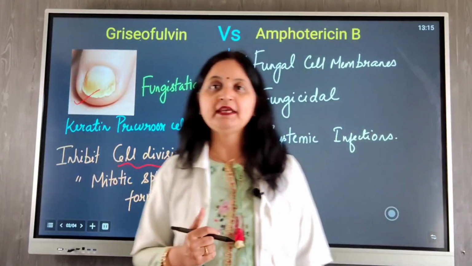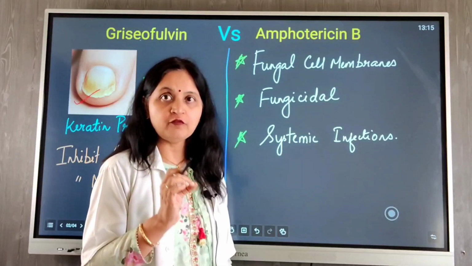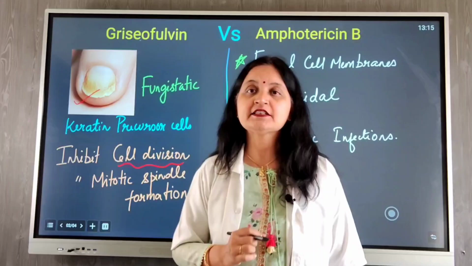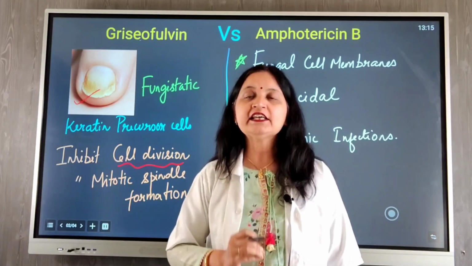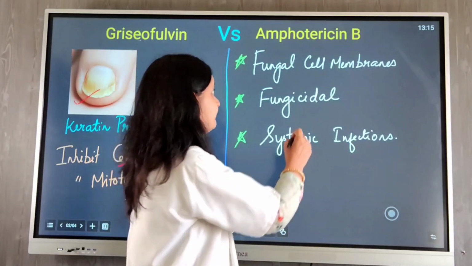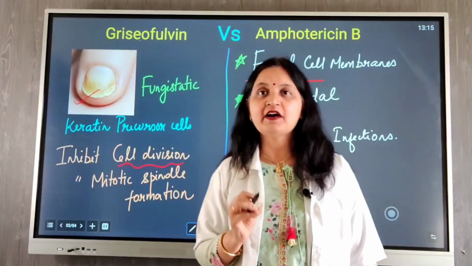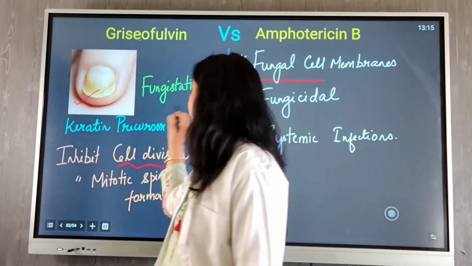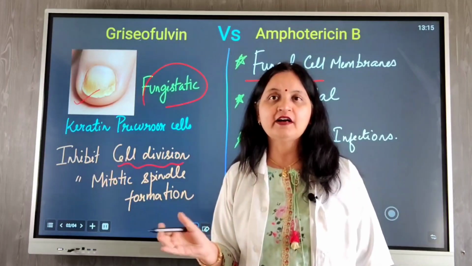How does Amphotericin B act? Amphotericin B has the property to bind to ergosterol, which is a component of the cell membrane. By binding to ergosterol, it forms pores in the cell membrane, causing leakage of ions and leading to death of the fungal cell. So Amphotericin B acts on the fungal cell membranes, forming pores and causing death of the fungal cell. So it is fungicidal in nature, whereas Griseofulvin is fungistatic in nature. So this is a difference in the action on the fungal cells.